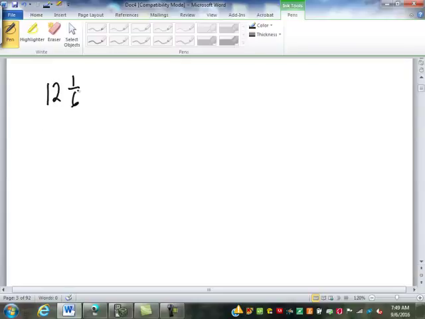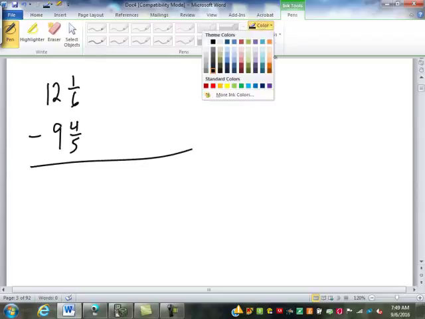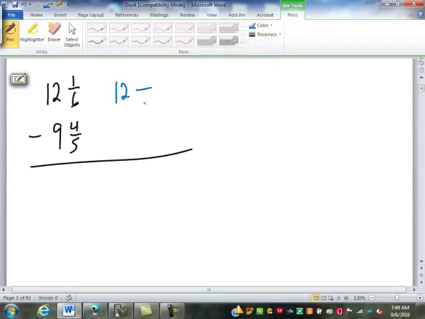Here, 12 1/6 minus 9 4/5. What is my common denominator going to be? 30. Nothing smaller. What goes up here? 5, and here? 24.